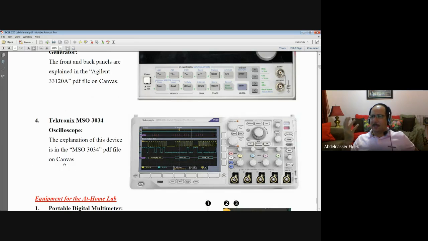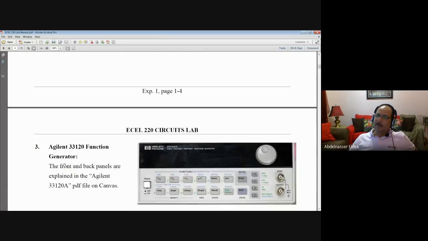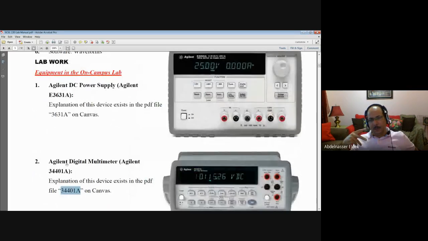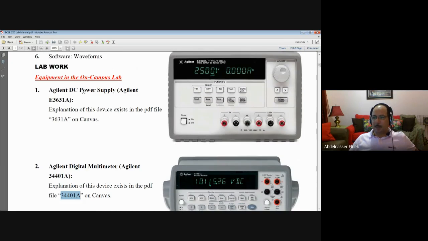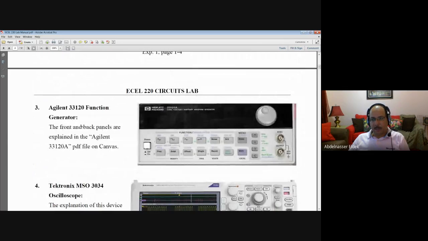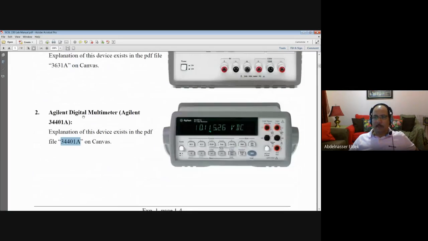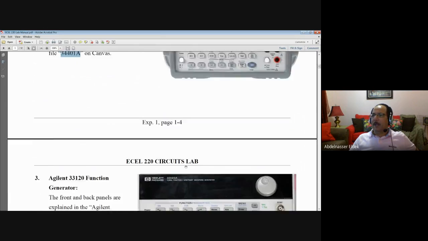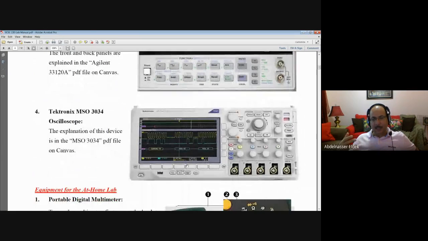Okay, so if you look at these 4 devices here, you have 2 power supplies and 2 for measurement and display. This one here is a DC power supply. And the third one is an AC power supply. Then you have 2 for measurement. This one here is a multimeter, to measure voltage or current or whatever. And the fourth one is to display this voltage and current. So 2 to generate voltage and 2 to measure and display.